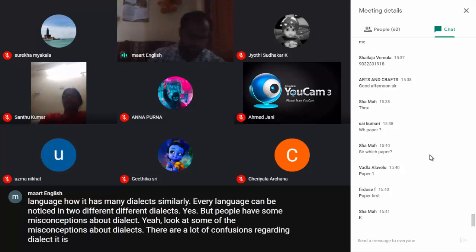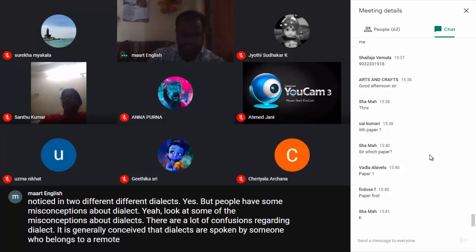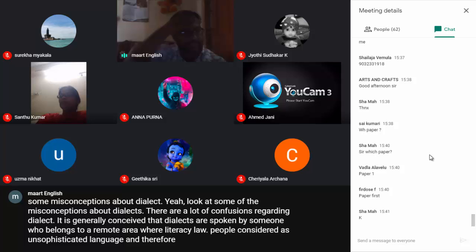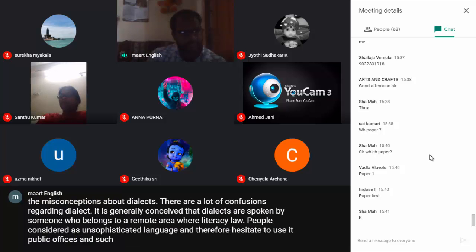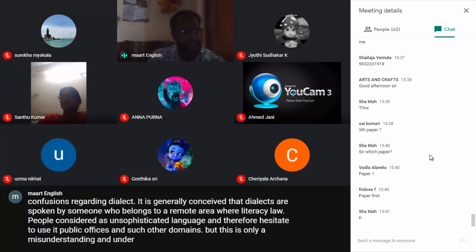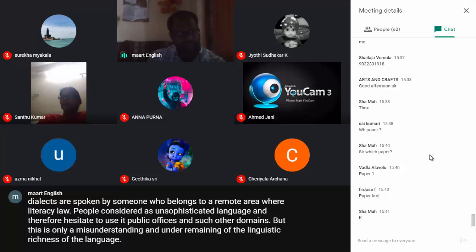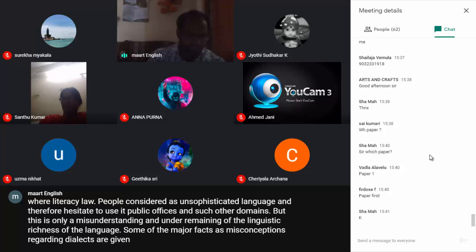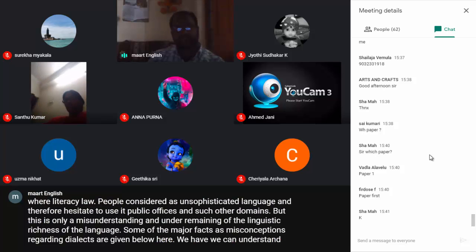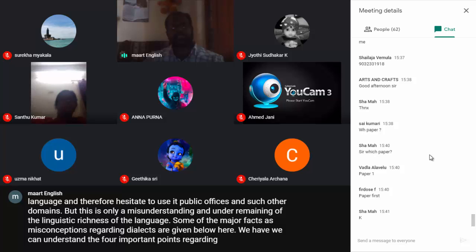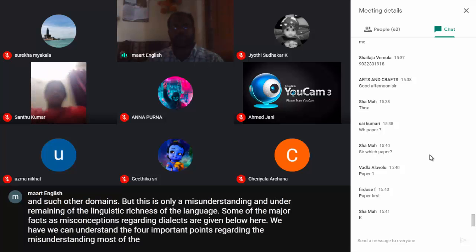It is generally conceived that dialects are spoken by someone who belongs to a remote area where literacy is low. People consider it as unsophisticated language and therefore hesitate to use it in public offices and such other domains. But this is only a misunderstanding and undermining of the linguistic richness of the language. Some of the major facts as misconceptions regarding dialects are given below. Here we can understand the 4 important points regarding the misunderstanding. Most of the times, what do you think?